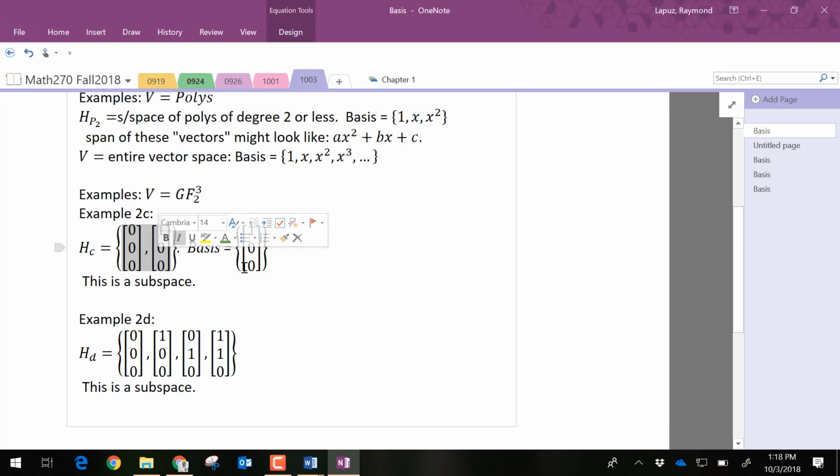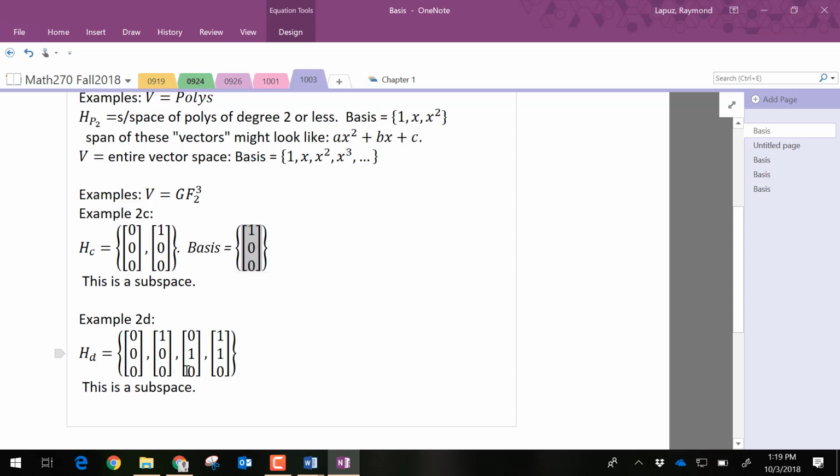Oh, it's the dimension, which we haven't defined formally yet. The dimension is the number of basis vectors I have. I don't know, we'll take a look at it. But yes.